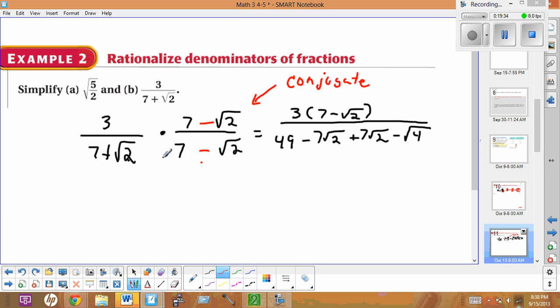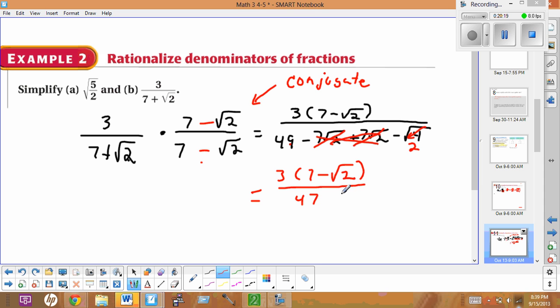As I mentioned before, if we think back to factoring, the reason we use the conjugate is we need the middle terms to go away. The middle terms are the two terms that still have radicals in them. If they go away and we simplify the square root of 4, which we know is simply 2, we can rewrite this as 3 times 7 minus the square root of 2. Again, don't multiply that through yet. We want to see if we can simplify it. These two terms, like I said, are gone. I'm left with 49 minus 2, which is 47.